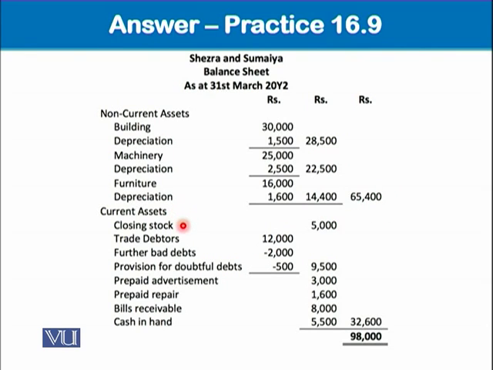Current assets include closing stock, which was given in the adjustment as well and which was worked out in cost of goods sold. Trade debtors are given. Further bad debts we have to subtract and provision for doubtful debts we have to subtract. Balancing is 9,500. Now these adjustments, prepaid advertisement, prepaid repair, we have to show here, and bills receivable and cash in hand. Altogether we have total assets of 98,000. Non-current assets and current assets, total 98,000.